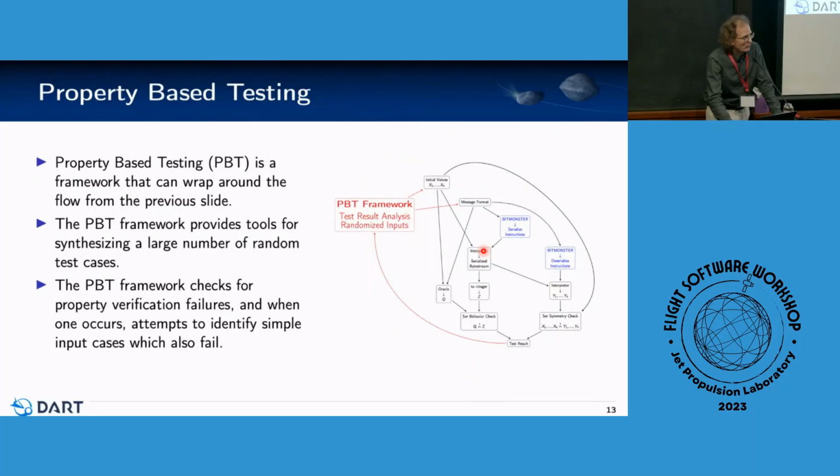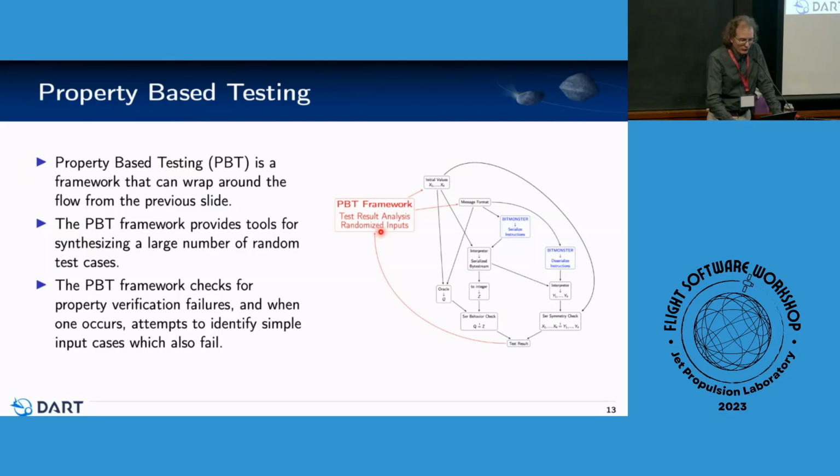And then what we can do is wrap that in a loop using a property-based testing framework, which is a framework that can help you out in running a wide number of tests on these properties. You can think of it as a kind of Monte Carlo type system for algorithm testing or development. It gives you some tools for synthesizing a large number of randomized test cases. So for example, this testing framework helps us generate randomized sets of initial values, and also generates random message formats. And we can feed those in and run it repeatedly.